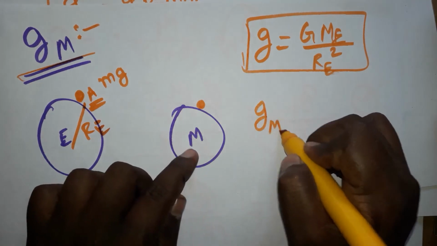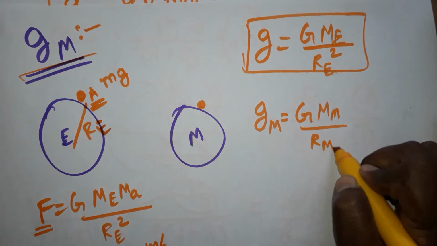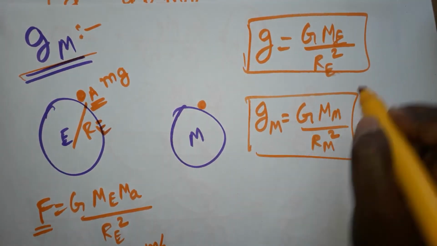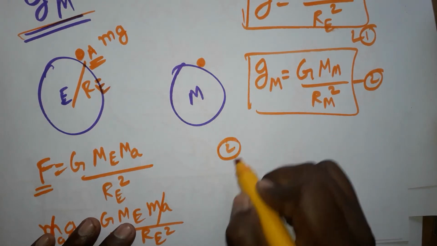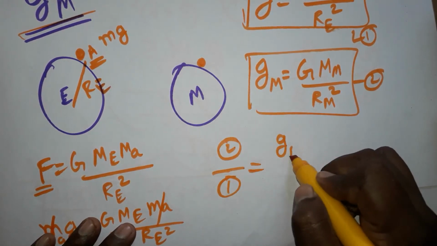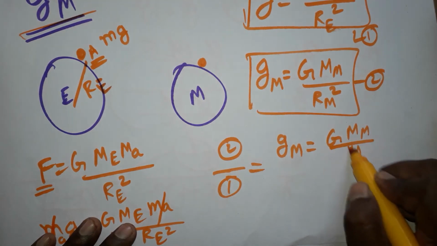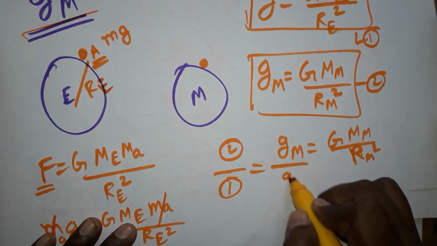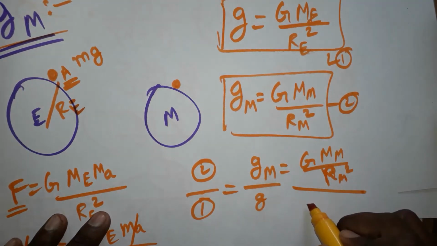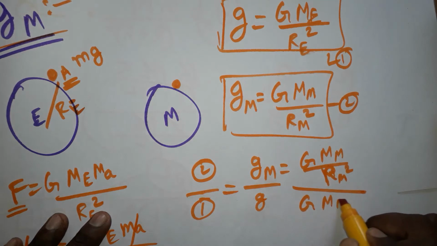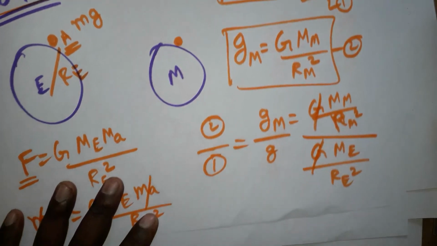Now the same equation on the moon surface. Gravity on the moon surface is equal to G times mass of the moon divided by radius of the moon square. I take this as equation 1 and this as equation 2. So equation 2 divided by equation 1 is G times mass of the moon divided by radius of the moon square, divided by G times mass of the earth divided by radius of the earth square. So the constant term gets cancelled.